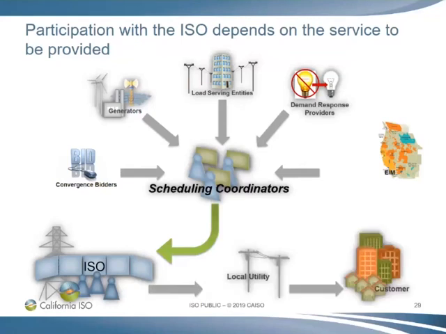If an entity chooses not to become a scheduling coordinator, it would need to contract the services of a certified scheduling coordinator to participate on their behalf. Scheduling coordinators may include convergence bidders, demand response providers, utility-owned generation, independent generators, energy imbalance market participants, and power marketers. Power marketers are entities that do not own or use generation, but act as a broker between power sellers and power buyers.